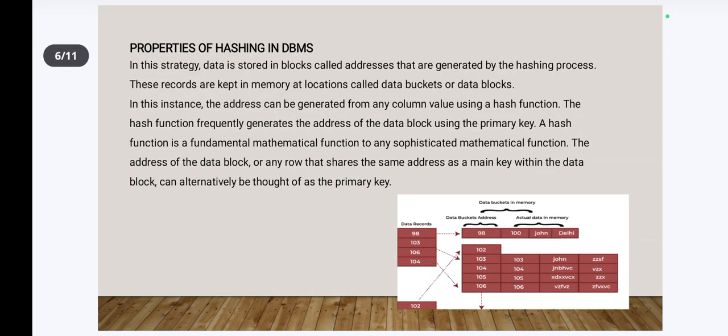Properties of hash blocks. In this strategy, data is stored in blocks called addresses that are generated by the hashing process. These records are kept in memory at locations called data buckets or data blocks. In this instance, the address can be generated from any column value using a hash function. The hash function frequently generates the address of the data block using the primary key. A hash function is a fundamental mathematical function to any sophisticated mathematical function.